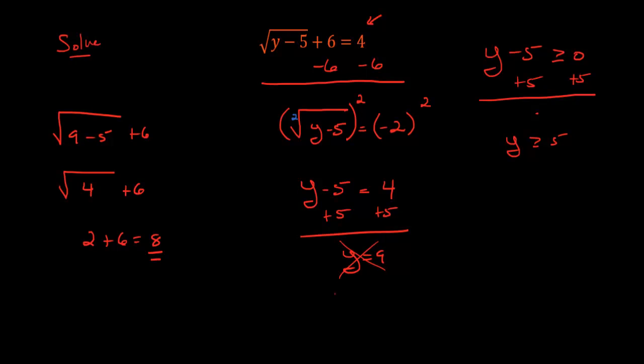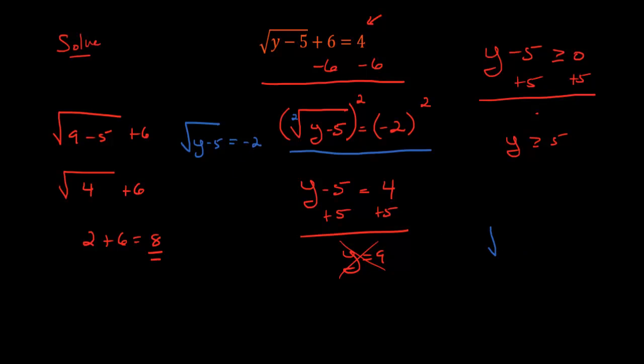So some people might say, is it sufficient to just look at the domain of the problem? No, you must look at the domain, and you also must plug in every single time. So make sure to plug in each one of your answers. And some people ask, well, why didn't it work in this circumstance? And notice here at this step, we had the square root of y minus 5 equals negative 2.